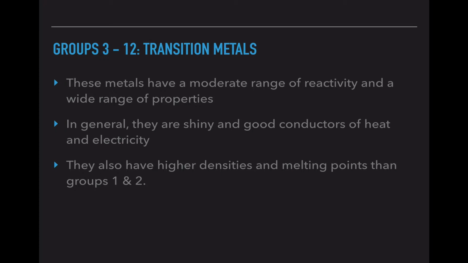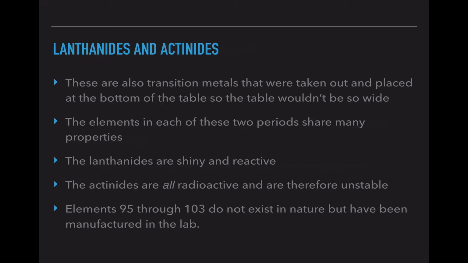But keep in mind, every metal on the periodic table is a good conductor of both heat and electricity. After the transition metals, I want to talk about the lanthanides and actinides. These are also transition metals, but these are the two groups at the very bottom that are taken out and placed underneath the periodic table just so it's not so wide.